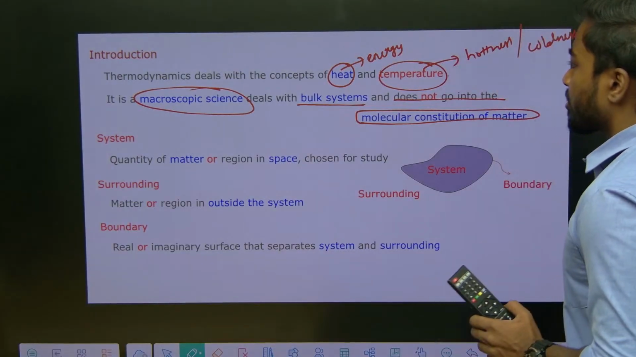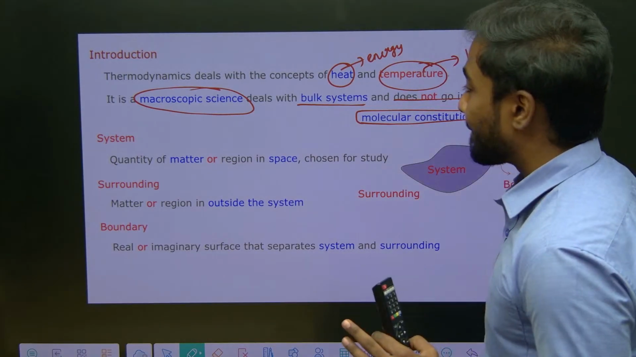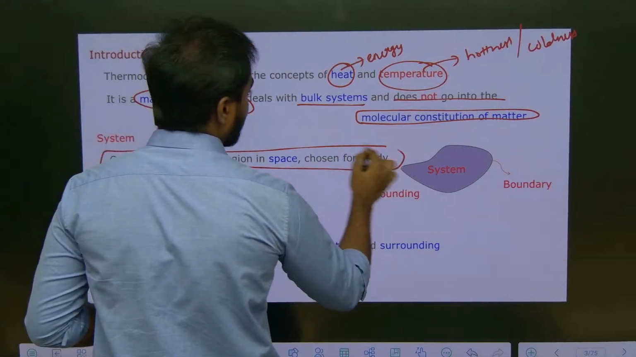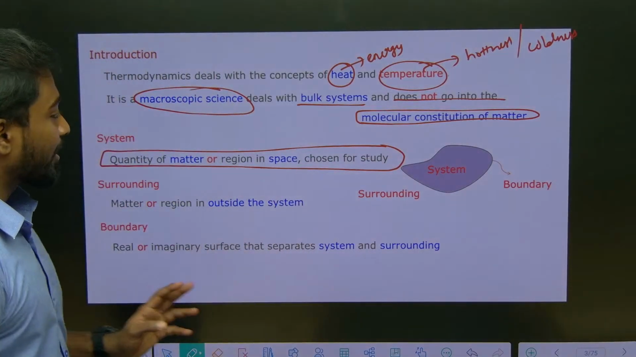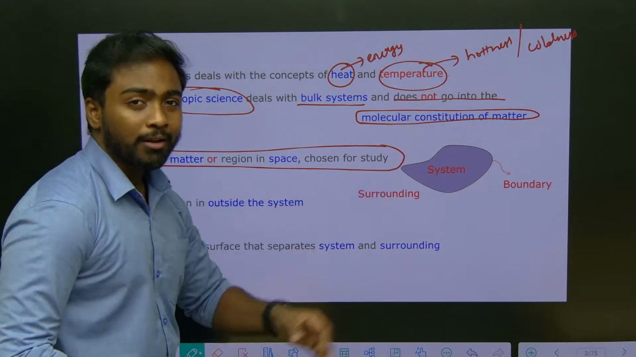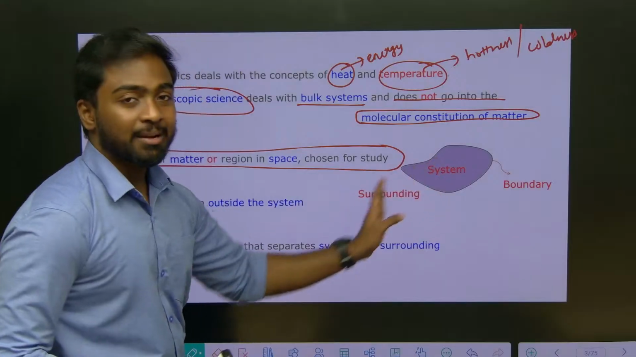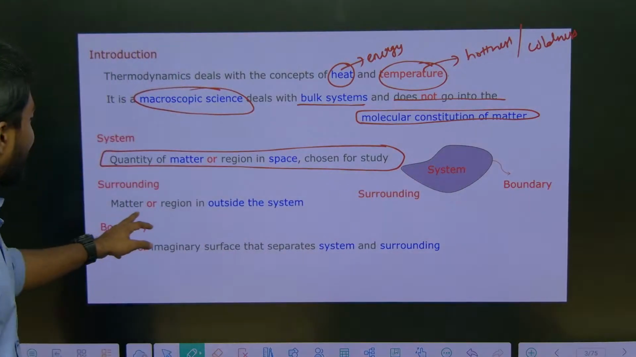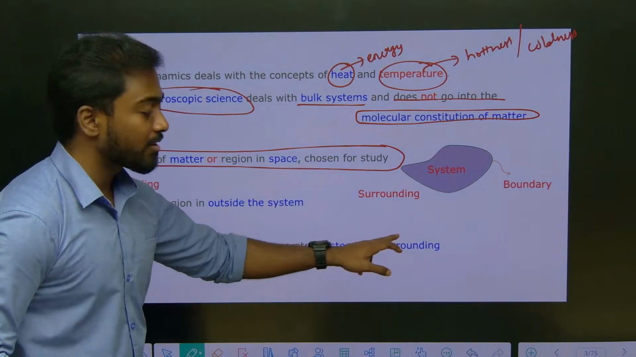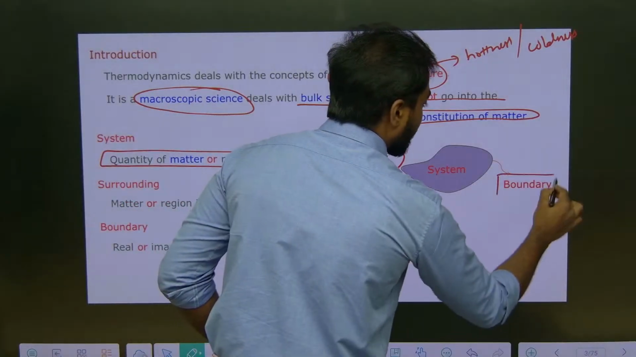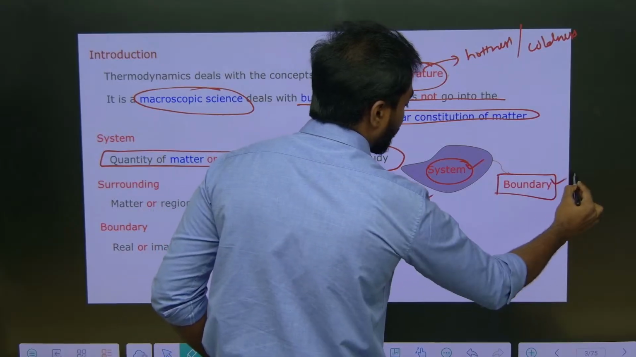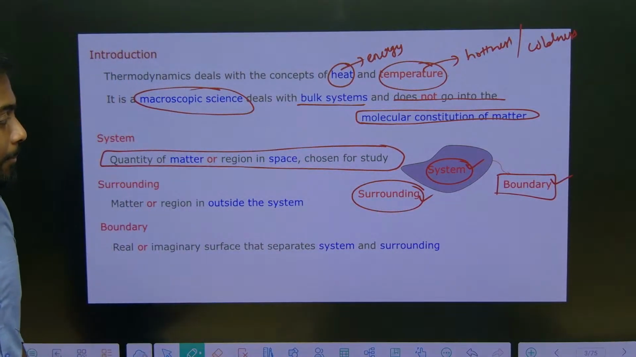Okay, guys. A system is a quantity of matter or a region in space which we have taken to study. The surrounding is whatever is around the system. A matter or region outside the system is called the surrounding. A real or imaginary surface that separates the system and the surrounding is called a boundary. So three things are important: system, surrounding, and boundary. If you know these three things, then you can go into the topic.